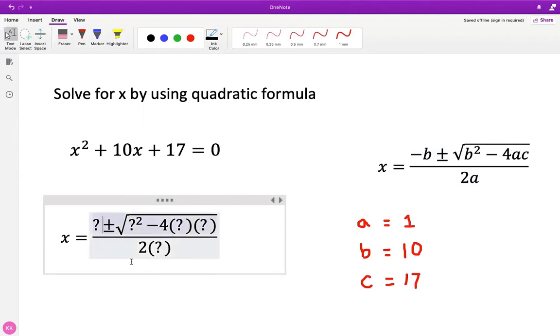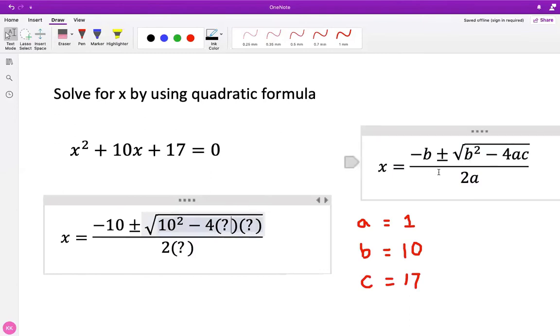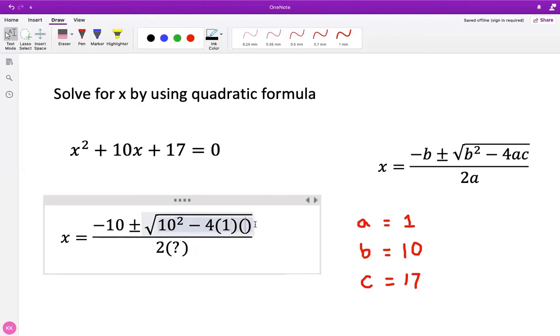There are only a few places I need to do this. The first thing is this value, which is negative b. What is the b value? The b value is 10. So the first question mark is negative 10. Also, what is the b value here? It's 10 squared, so I put 10 here. This value is a, so I put 4 times 1, and the last value here is 17, so I put 17 here. In the denominator we have 2 times 1, which equals 2, so I'm not going to do anything to this.